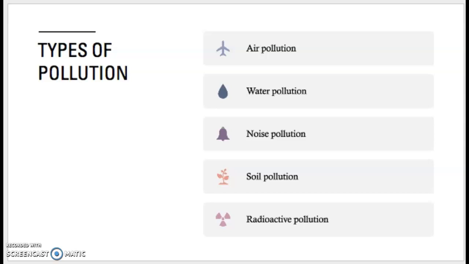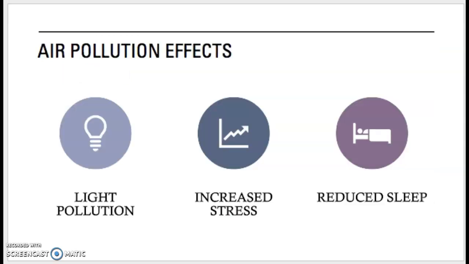So, pollution is a fast, human-induced environmental change. There are 5 different types of pollution: air, water, noise, soil, and radioactive pollution. Today, I will be talking about some of the effects from each type of pollution on wildlife and some of the ways we can mitigate this situation.